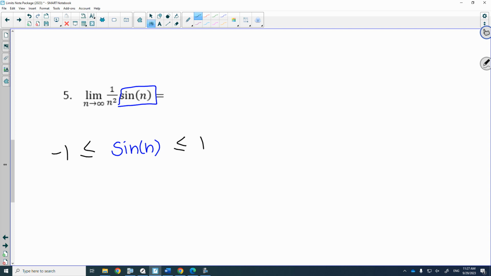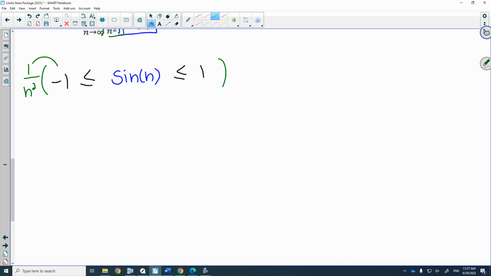Then I say, what am I going to multiply this expression by? Because what I want to get is 1 over n squared times sine of n. I already have the sine of n here, but what I want now in front of it is a 1 over n squared. So in order to get that there, I'm going to create a bracket, and I'm going to multiply the entire inequality by 1 over n squared.